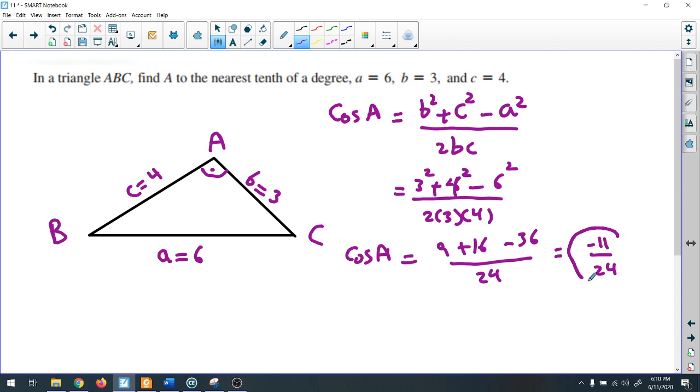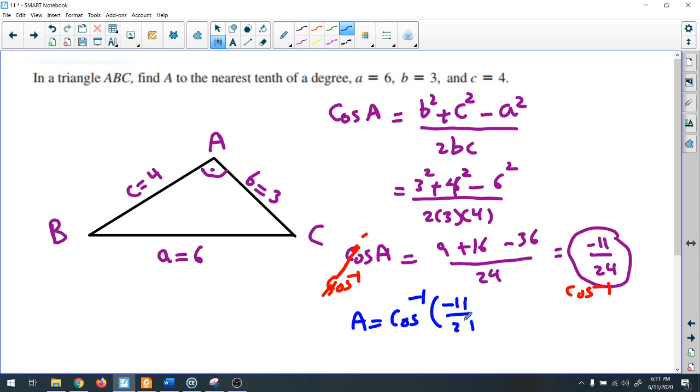That's cosine A, the ratio of cosine. We're looking for the angle A, so what we could do is bring arc cosine to both sides. So arc cosine here, and here is arc cosine. This will be cancelled, and then A is left. So angle A equals arc cosine of negative 11 over 24. Let's calculate that.